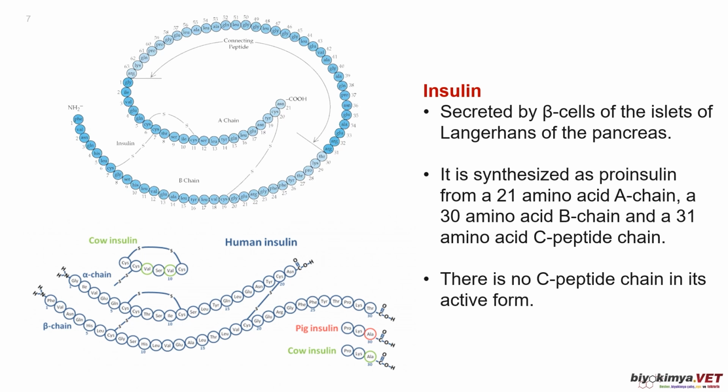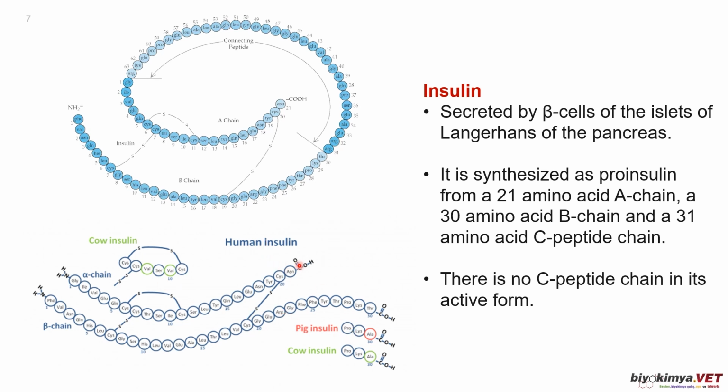Here you see the famous insulin, a polypeptide secreted by beta cells of the islets of Langerhans of the pancreas. And it is synthesized as a pro-insulin, as you see here, forming a 21 alpha chain, 30 beta chain, and 31 C peptide chain. And in the active insulin, the C peptide, which is the connecting peptide of alpha and beta chains, is not present.